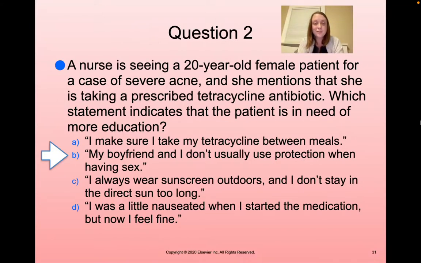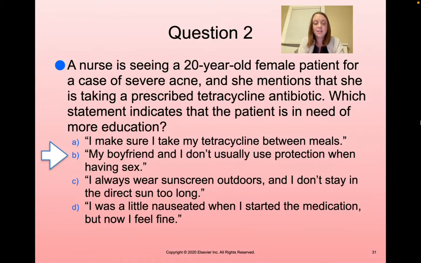Okay, lots of information, lots of different drugs. So let's take a second and step back. Let's test our knowledge a little bit. Here's a question. A nurse is seeing a 20-year-old female patient for a case of severe acne, and she mentions that she is taking a prescribed tetracycline antibiotic. Which statement indicates that the patient is in need of more education?